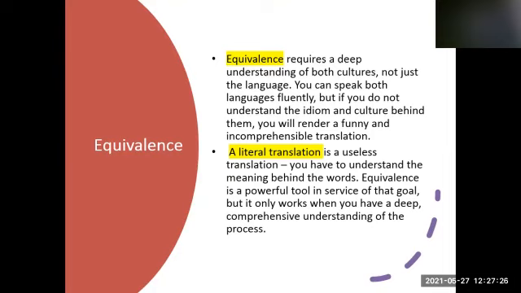But it can only be successful when you have a deep understanding of the culture from which you are translating. Okay. So equivalence is a main concept. It's the most important concept in translation. But actually you cannot have this equivalence by understanding the language only. No. You also need to understand the culture behind the language. Once you do this, you render an equivalent, accurate text.